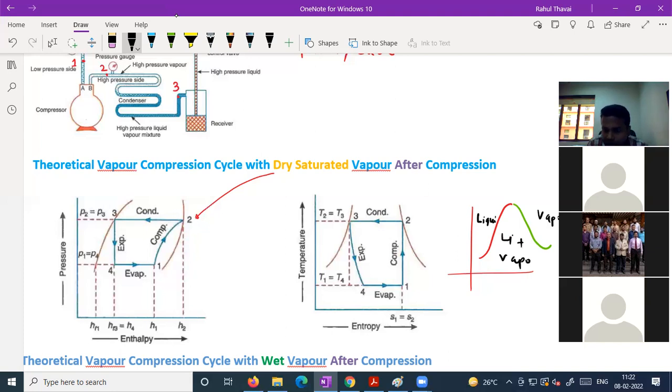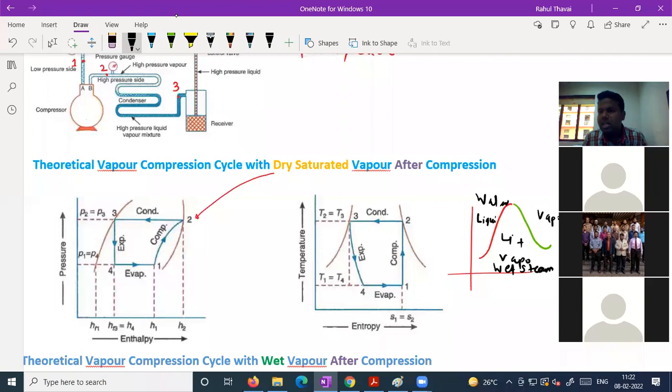On the left-hand side, we have a complete liquid, a pure liquid. On the right-hand side, we have complete vapor. Inside this dome, we have a mixture of liquid plus vapor, and that we used to call wet steam. Simple. We have water on the left-hand side, that is a liquid.